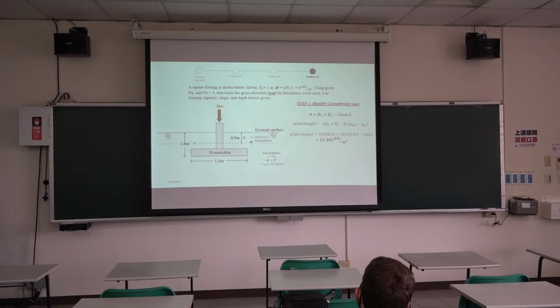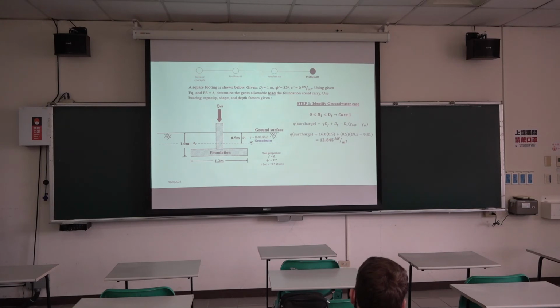Okay, so I'll go through another example, quickly, because we don't have a lot of time. It's the same example, just different parameters. Depth of embedment is 1. The friction angle is 32. The cohesion is 0, some type of cohesionless soil. The factor of safety they've given us is 3. And they asked us to determine the gross allowable load the foundation can carry. So we should use the bearing capacity, shape, and depth factors.